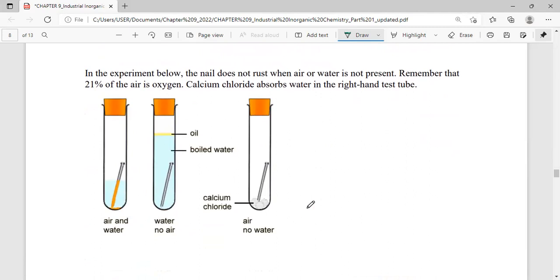Now, let us look at the conditions. I will show you a video and you observe what are the conditions needed for iron to rust.